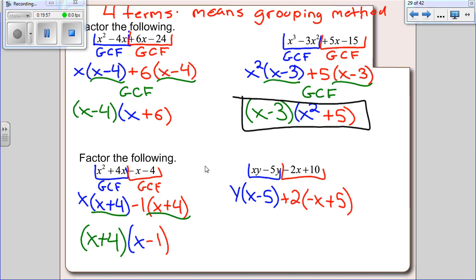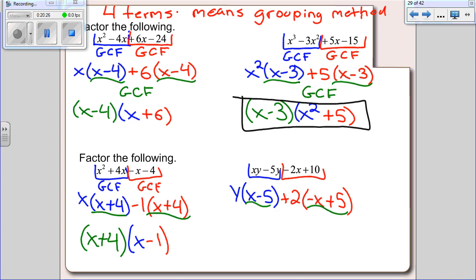If you look right now at my brackets, they've always been the same in any other question. In this case, they're not the same. They're really close, but they're different. This one is x minus 5. This one's negative x plus 5. See how the signs are different? This one's a positive x, this one's a negative x. This one's a negative 5, this one's a positive 5. They're complete opposites of each other.